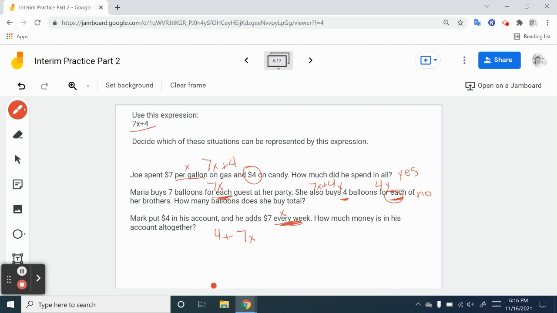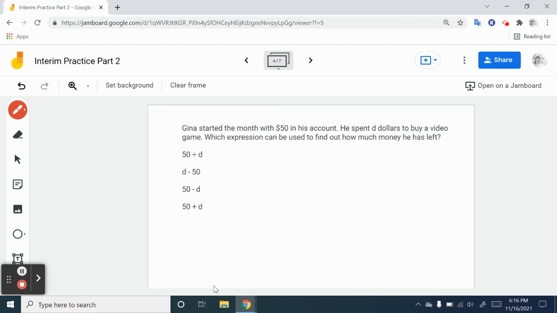Now, it looks like it's different, but remember, we can switch things around. That's our commutative property. So I have 7x plus 4 again. So these two match. So yep, this one does. So the first and last do, the second one doesn't. So you have to decide which ones match and which ones do not.